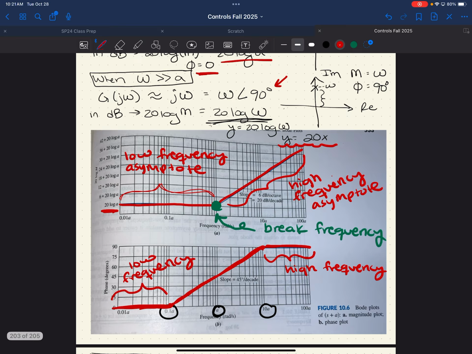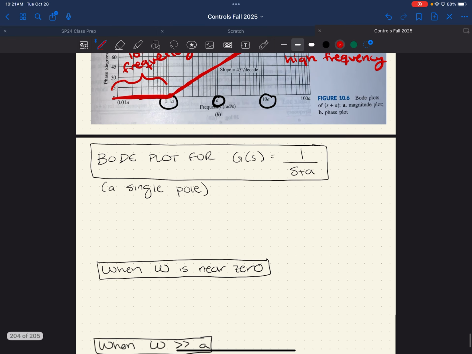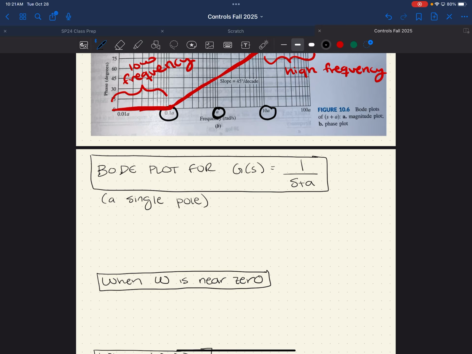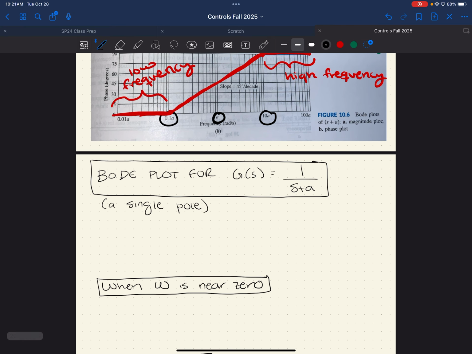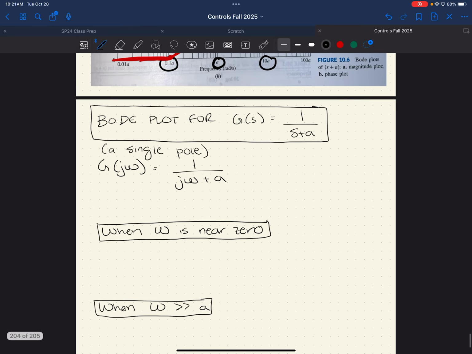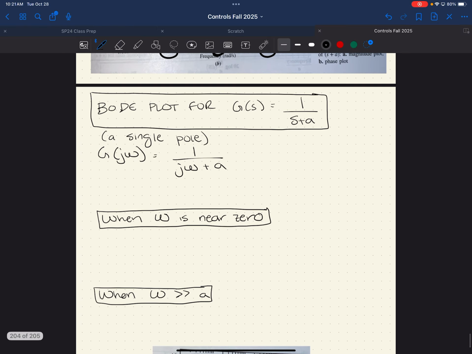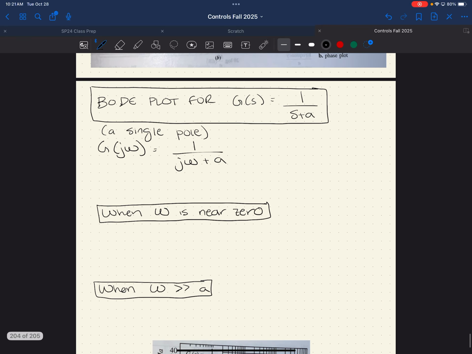All right, I am starting to run out of time, so I'll go a little bit faster for the single pole system. For a single pole, we assume that G is 1 over s plus a. We're going to put a pole at s equals minus a. First thing I always do is plug in G of j omega equals 1 over j omega plus a. And then I look at what happens to our system when omega is near 0, and when omega is much, much greater than a.